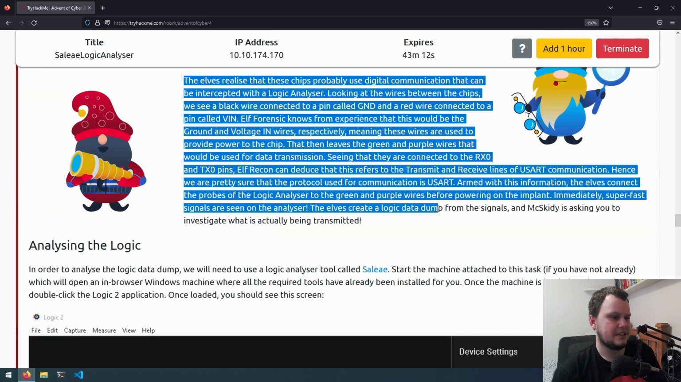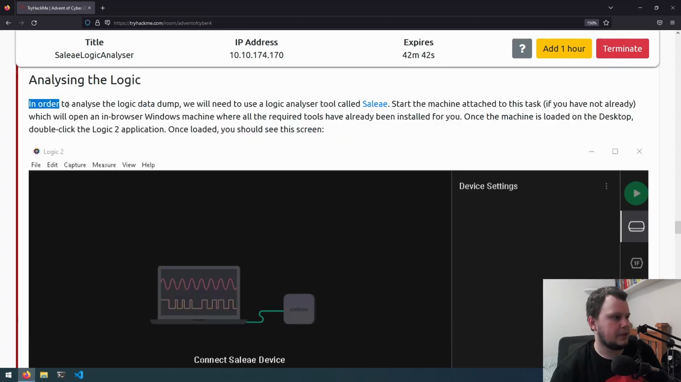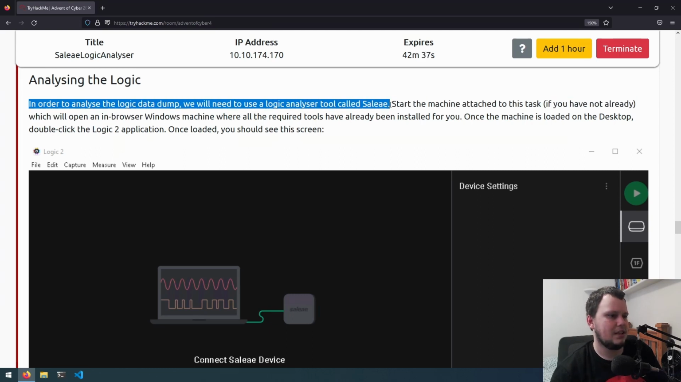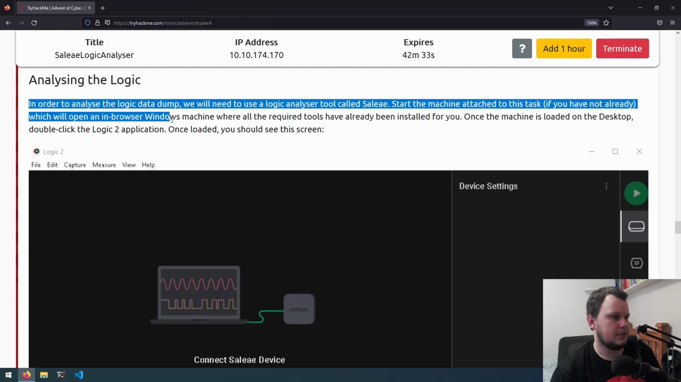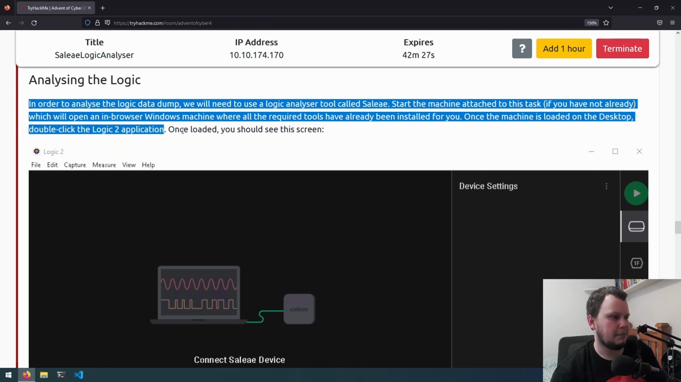The elves create a logic data dump from the signals, and McSkitty is asking you to investigate what is actually being transmitted. Analyzing the logic. In order to analyze the logic data dump, we will need to use a logic analyzer called Saleae. Start the machine attached to this task, which will open an in-browser Windows machine where all the required tools have been installed for you. Once the machine is loaded on the desktop, double-click the Logic 2 application.